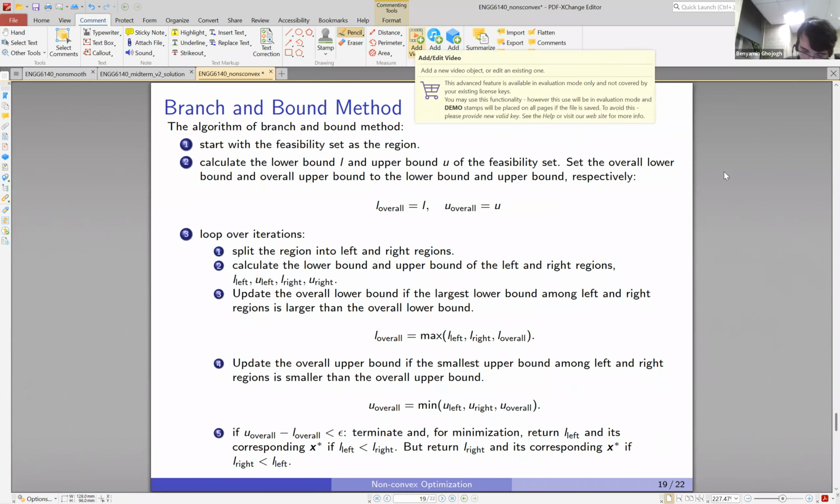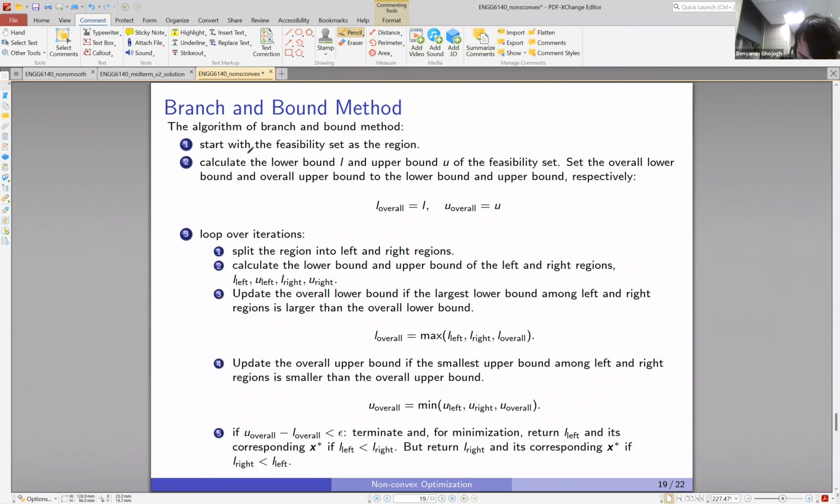Okay, so start with the feasibility set as a region. Consider the region that you want to split to be the feasibility set, defined by the constraints of the optimization problem. Calculate the lower bound L and upper bound U of the feasibility set, right?